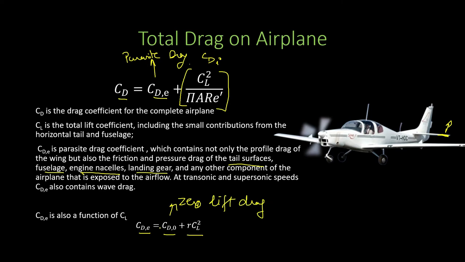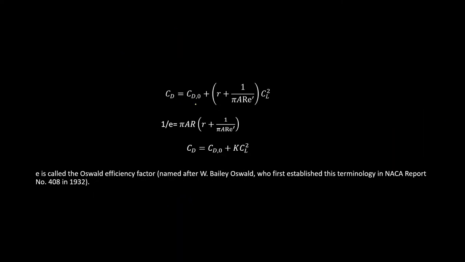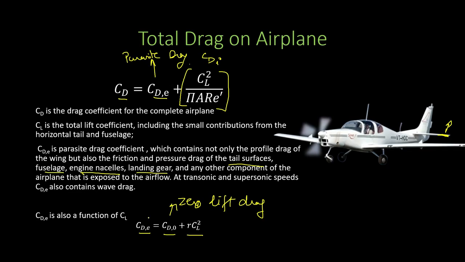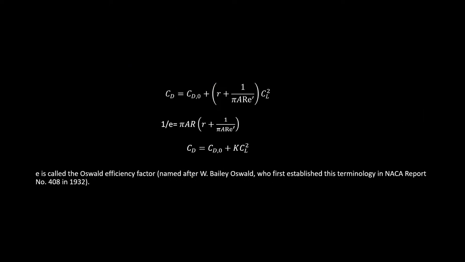So now this equation is modified to CD is equal to CD naught plus (r plus 1 upon pi AR e dash) into CL square. What I have done is I have put this value of CDE into this equation. So if I put this value of CDE into this equation, the total drag will be CD is equal to CD naught plus r CL square plus CL square by pi AR e dash. And now if I separate CL square, I will get CD is equal to CD naught plus (r plus 1 upon pi AR e dash) into CL square.